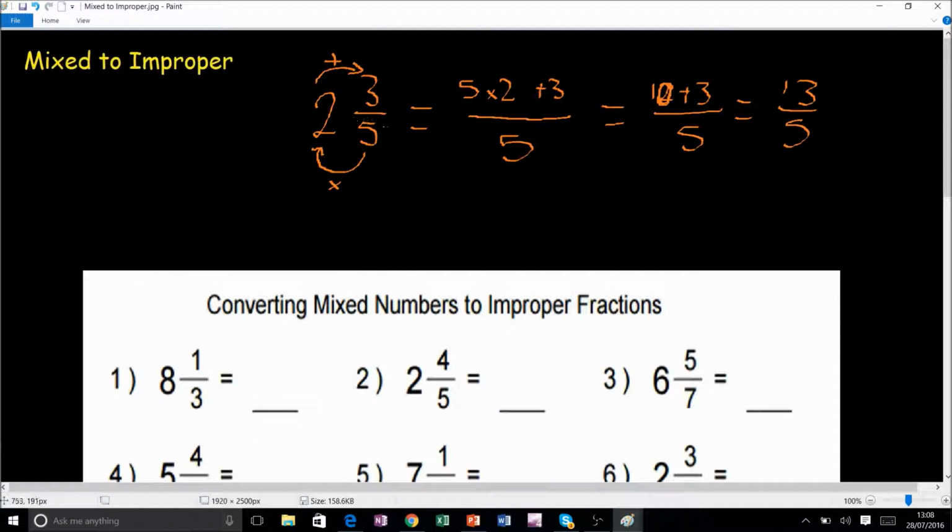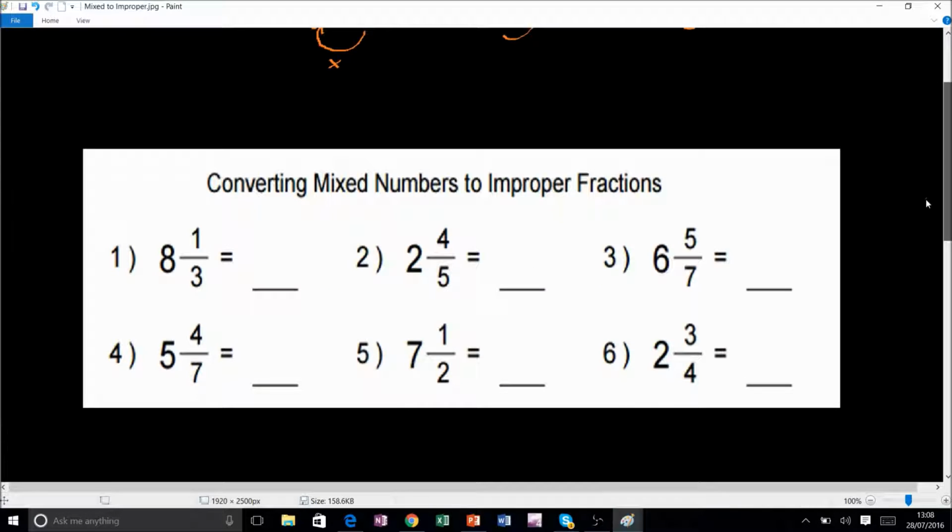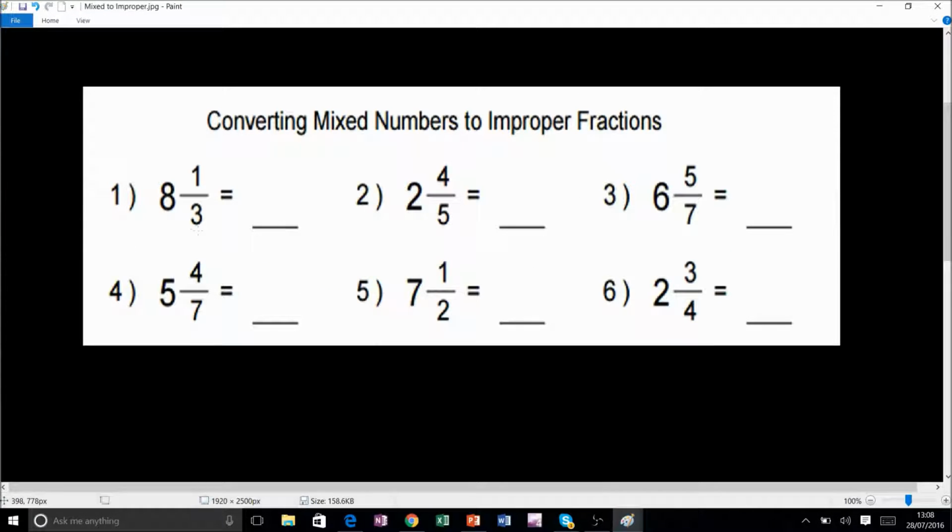So again, what we did, we multiplied our original denominator by the whole number, and then the value that we got there, we added onto the 3. So we do the 5 times the 2, which gives us 10, then 10 plus the 3, which gives us 13, and everything is going to be over 5. Now let's look at some of these examples below.